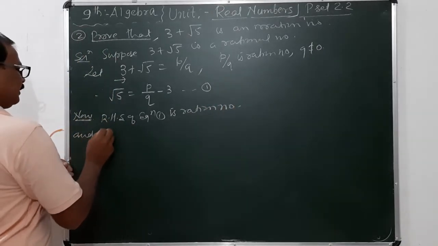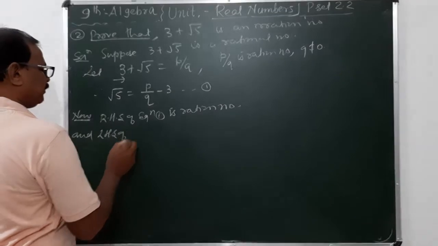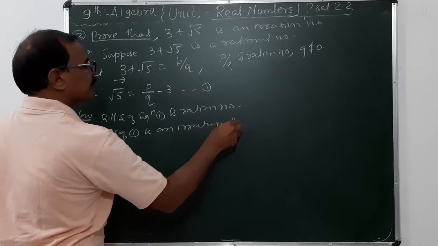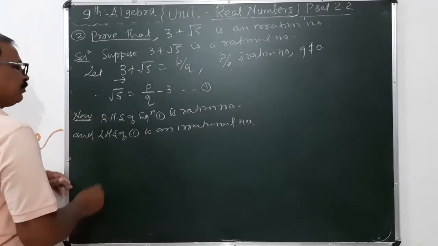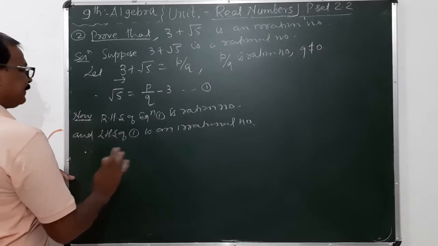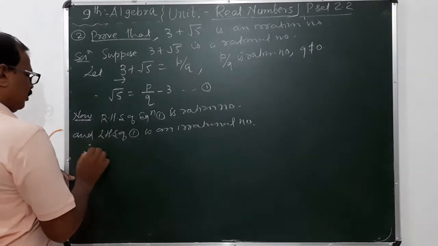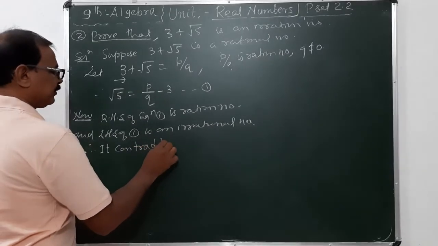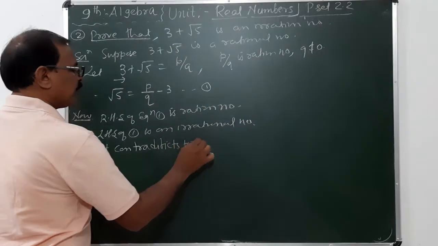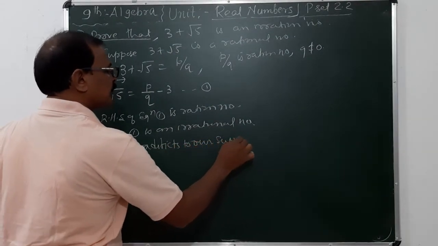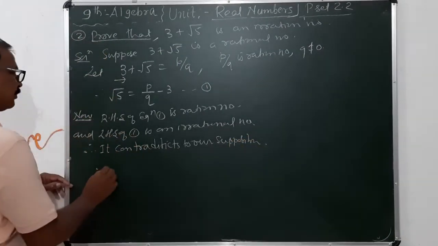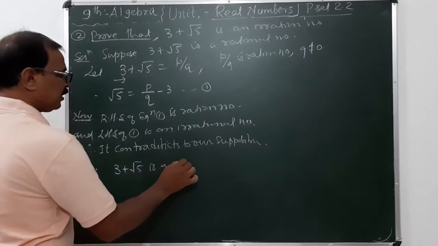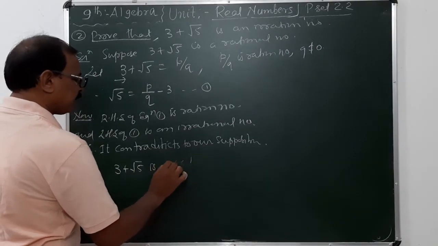And the LHS of 1 is an irrational number. Means irrational is equal to rational. How is it possible? Therefore, this contradicts our supposition. Therefore, 3 plus root 5 is an irrational number.